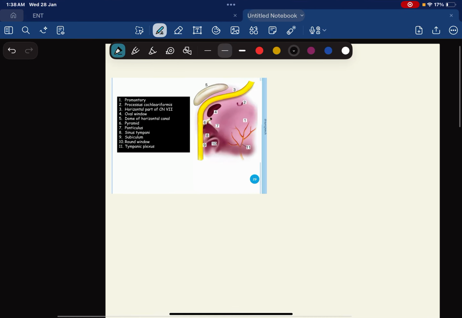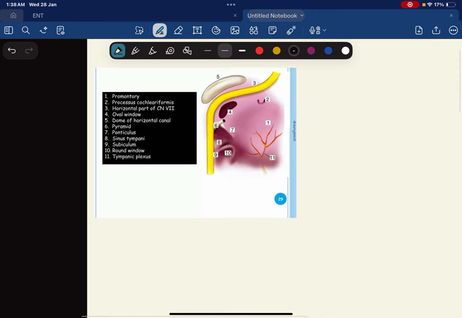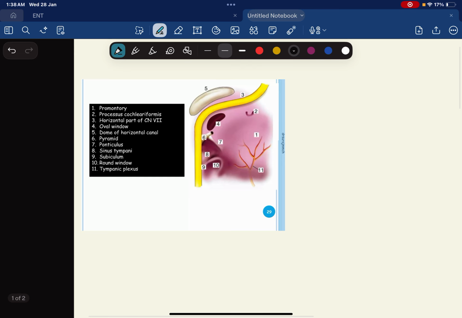So in this video, I'm going to be telling you an image-based mnemonic about the contents of the medial wall of the middle ear. So first, let's see what the contents are.